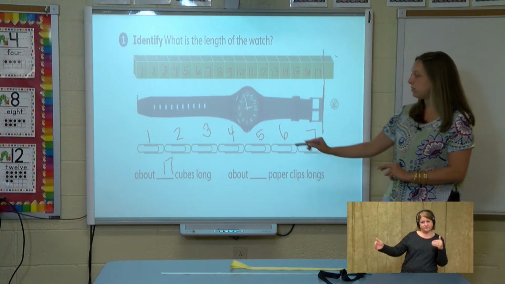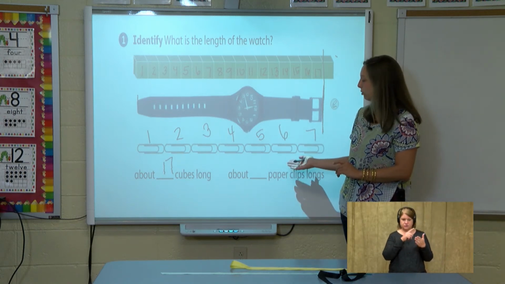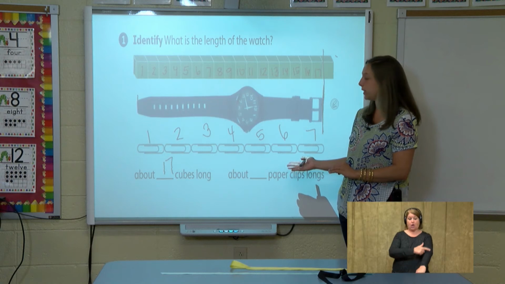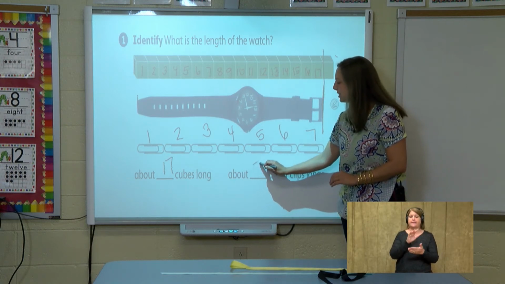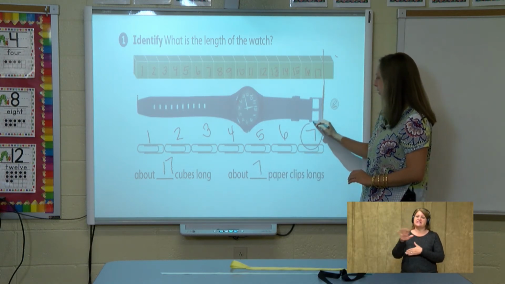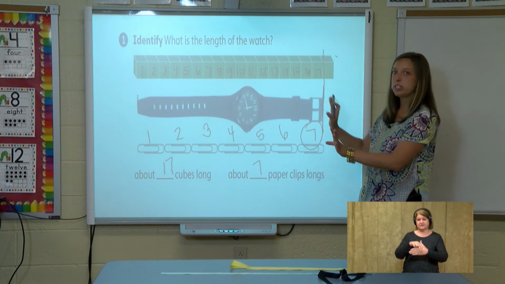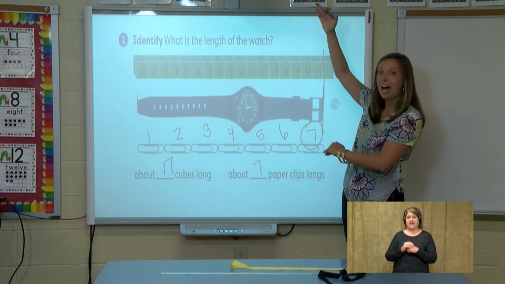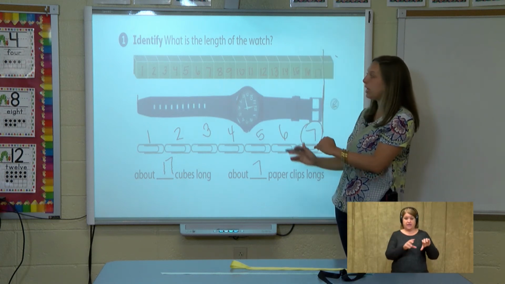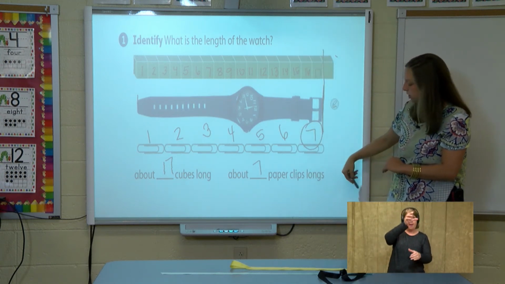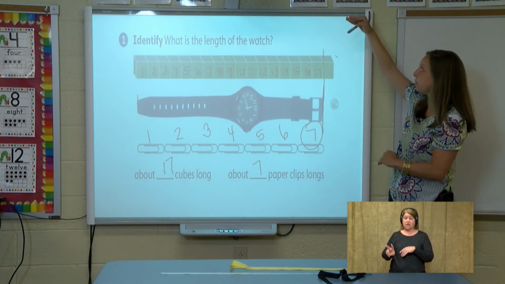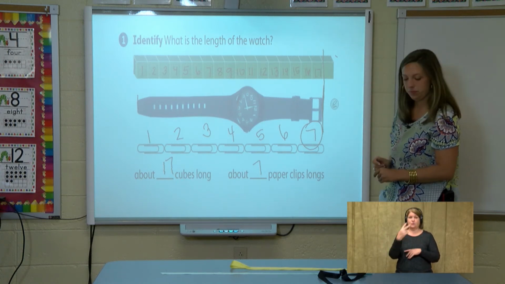Always checking yourself, double counting. How long is the watch in paper clips? It's about 7 paper clips long. Even if we turn these up to measure the height of them, how tall they are, it would be the same. We have to start at the same point and see where it reaches on its height.